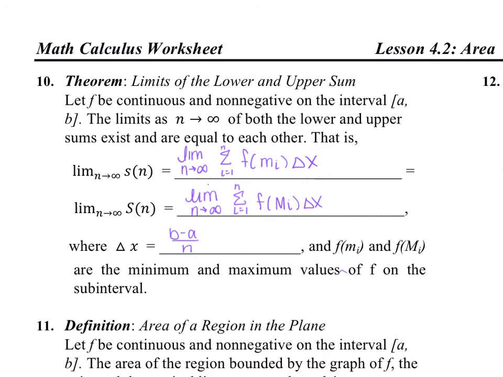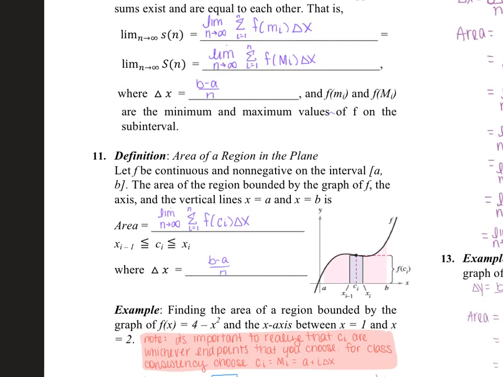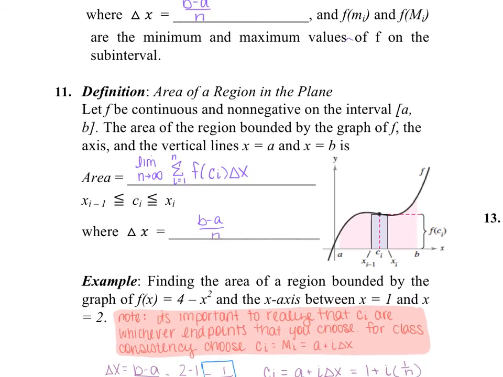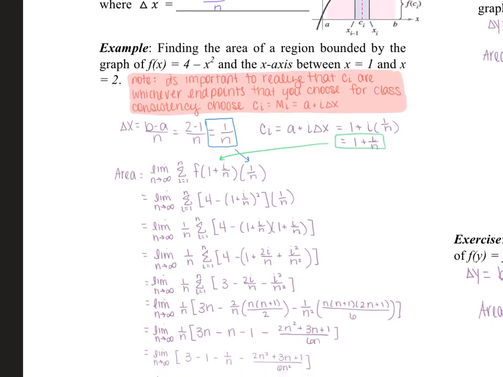Notice again how your delta x is b minus a over n. That's always the same, so it's nice and easy to remember. And you don't have to do both of these. If you do both, you'll find out that you're going to get the same value twice, and that's why that little equal sign's right here. You just have to do one or the other. So let's look at an example together. Now, this is a definition. Area is when you take n goes to infinity. Delta x is still b minus a over n. You got that. So let's look at the example now.